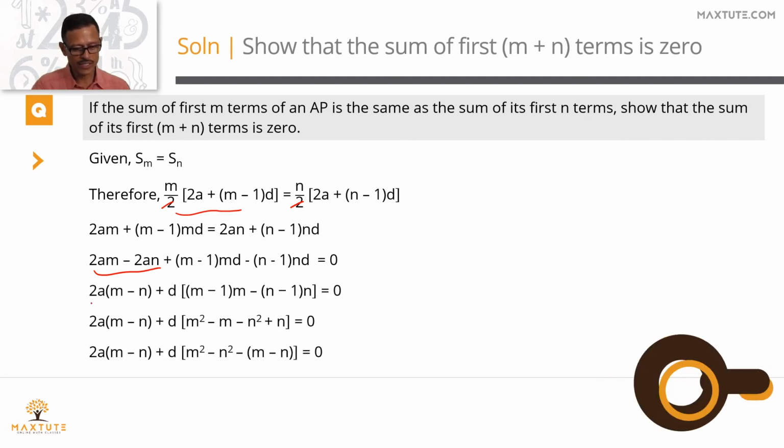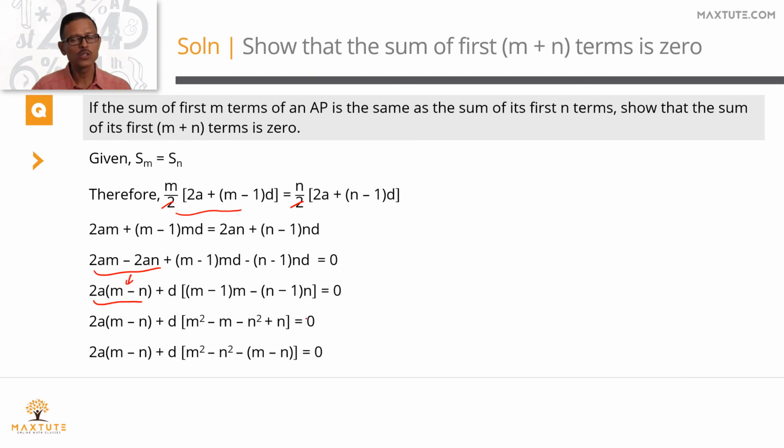Take 2a common outside. So you'll have this part becoming 2a times (m minus n). Take d common outside from these two parts. So (m minus 1) times m minus (n minus 1) times n. Expand both these expressions. You'll have m square minus m minus n square plus n. This part remains as it is. We're clubbing these two terms. So 2a times (m minus n) plus d into (m square minus n square minus (m minus n)).